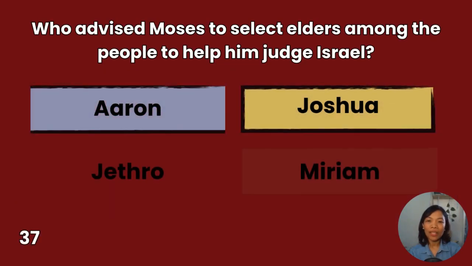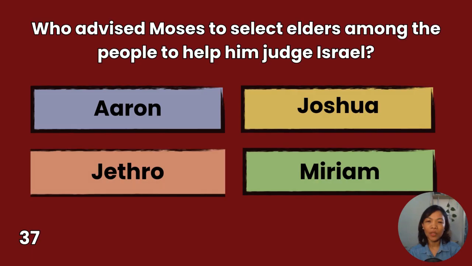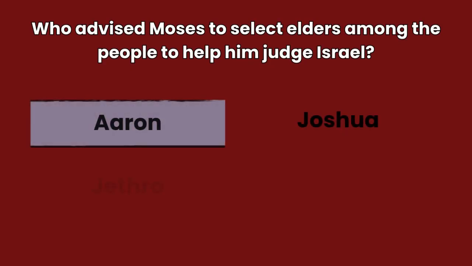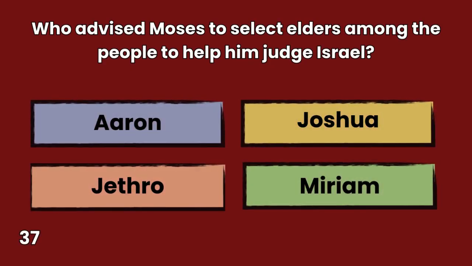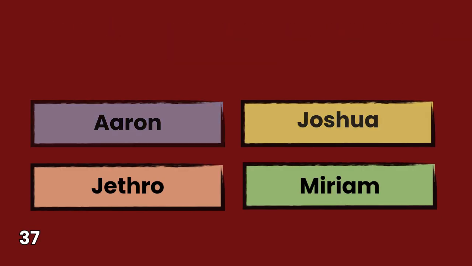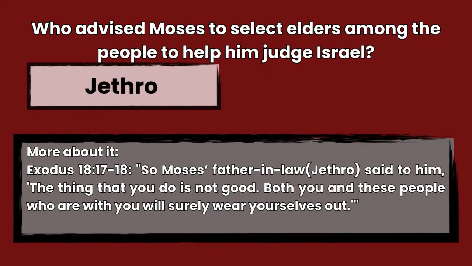37. Who advised Moses to select elders among the people to help him judge Israel? Aaron, Jethro, Joshua, Miriam. You have 10 seconds to answer. The answer is Jethro, Exodus 18:17-18. So Moses' father-in-law Jethro said to him, "The thing that you do is not good. Both you and these people who are with you will surely wear yourselves out."